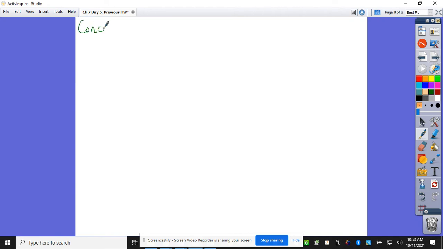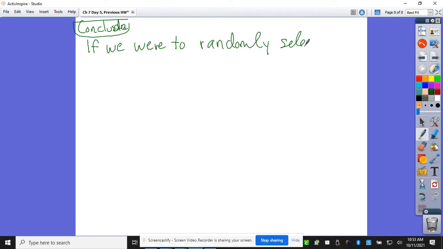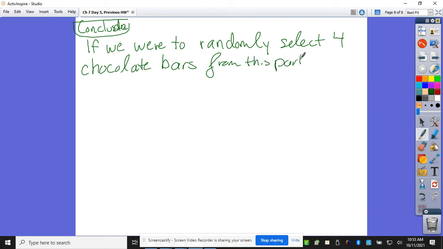All right, and our conclude. If we were to randomly select how many? 4. What? Chocolate bars. And I would say from this particular machine, when what? Mu equals 6.